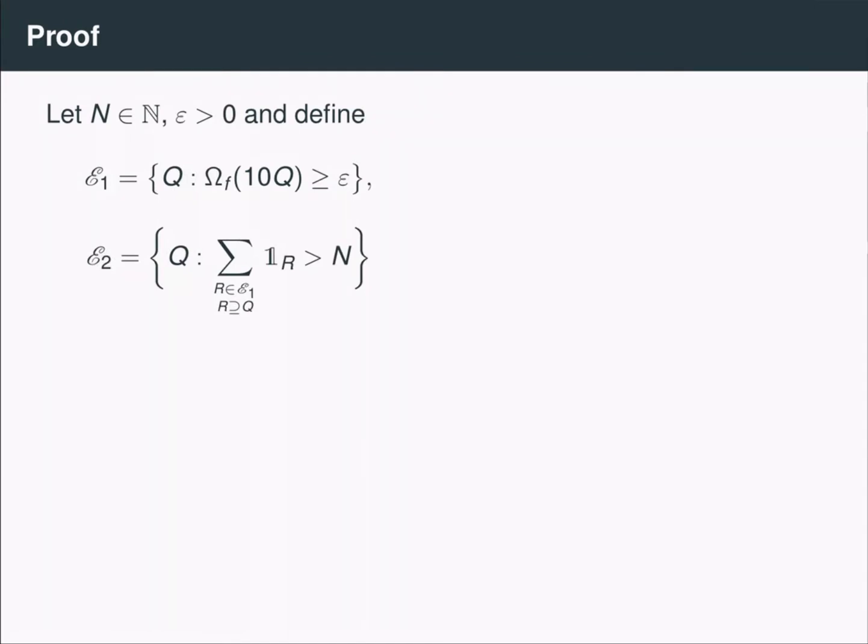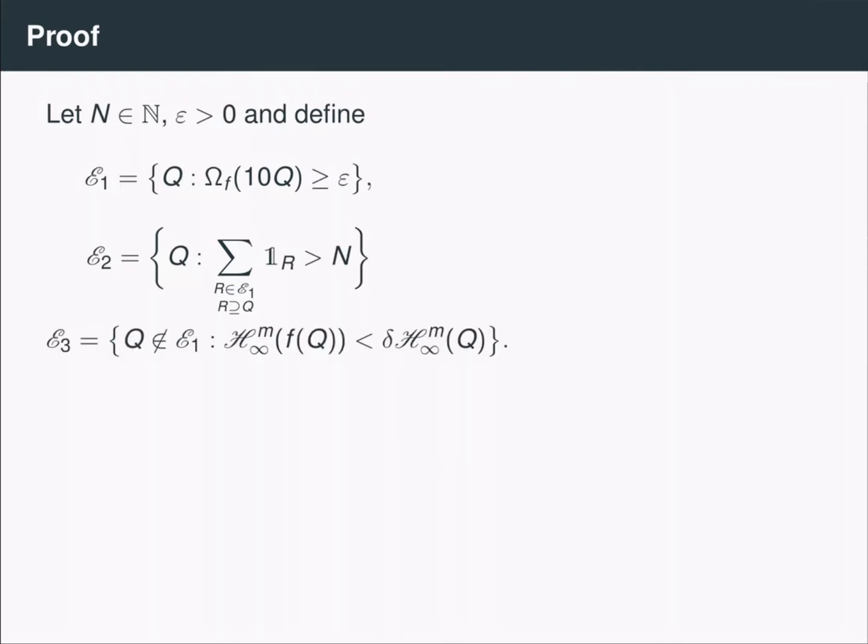Next, we have the family of cubes E2. It's the set of cubes for which the sum of the characteristic functions of cubes R in E1 containing Q is bigger than n. This is just a fancy way of saying that this is the set of cubes Q that are contained in more than n many cubes from the collection E1.